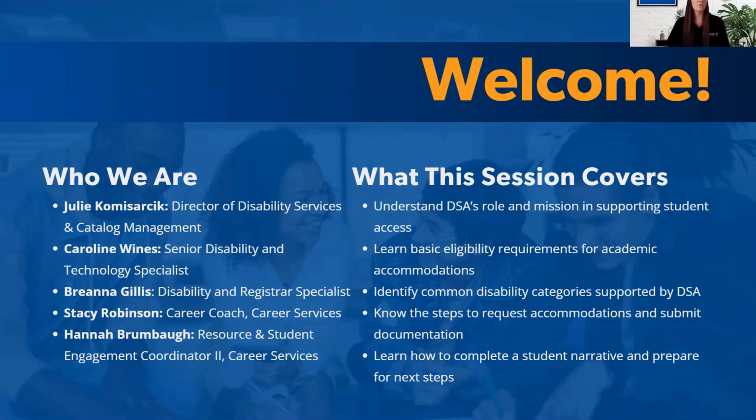Today's webinar will provide an overview of DSA's role and mission in supporting equal access for students with disabilities. We'll discuss the basic eligibility requirements for academic accommodations and review some of the common disability categories that our office supports. We'll also walk through the accommodation request process, including how students can submit documentation, complete the student narrative, and prepare for the next steps after submitting a request. Our goal today is to help you better understand the resources available and make the accommodation process feel more approachable and transparent.